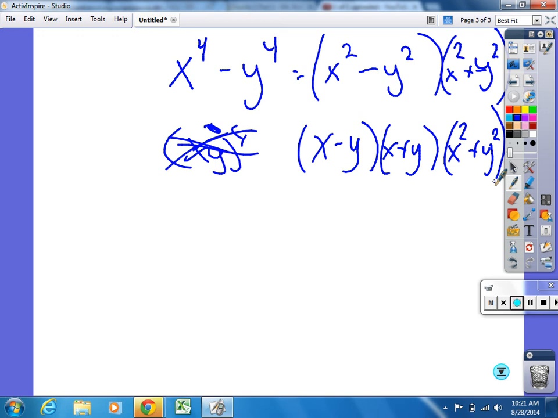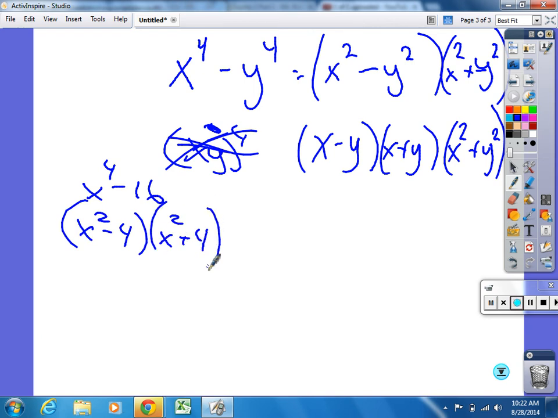So now, though, I could go ahead and factor, if I ever needed, x to the fourth minus 16, can't I? Right? Because aren't those both something to the fourth power? So this would be x squared minus 4, x squared plus 4. Can I factor this guy? No. Can I factor this guy? Yep, this is a difference of squares.